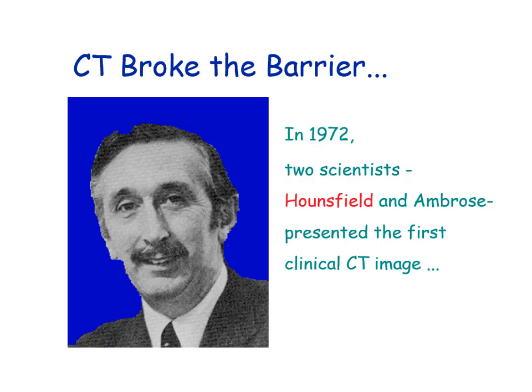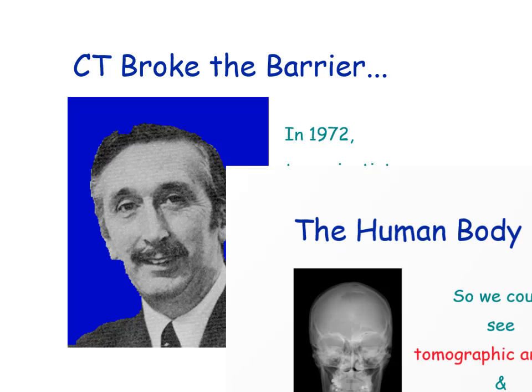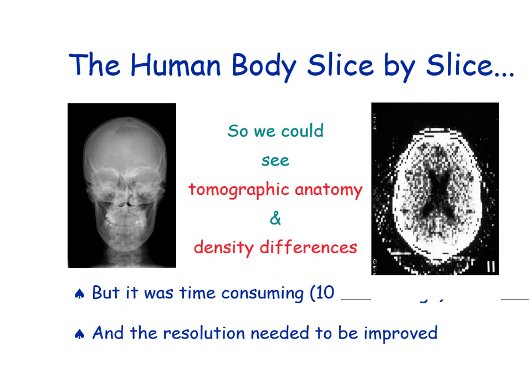In 1972, two scientists, Hounsfield and Ambrose, presented the first clinical CT image. CT broke the barrier. But it was time-consuming, 10 minutes per image, and the resolution needed to be improved. So we could see tomographic anatomy and density differences. The human body slice by slice.